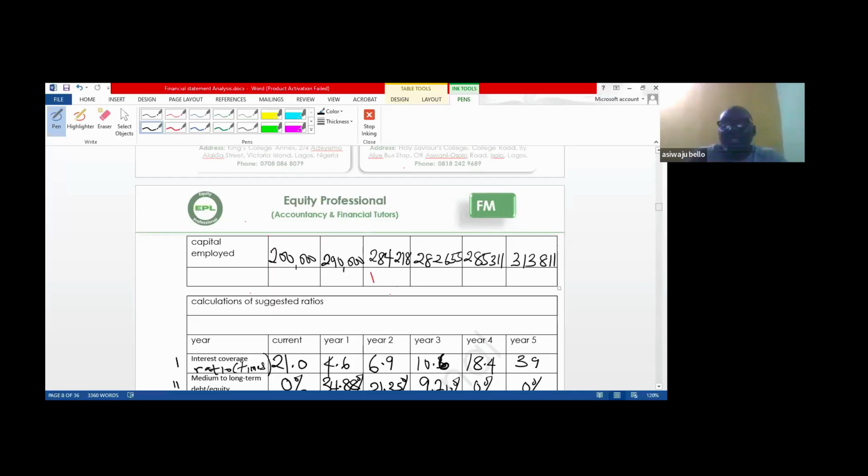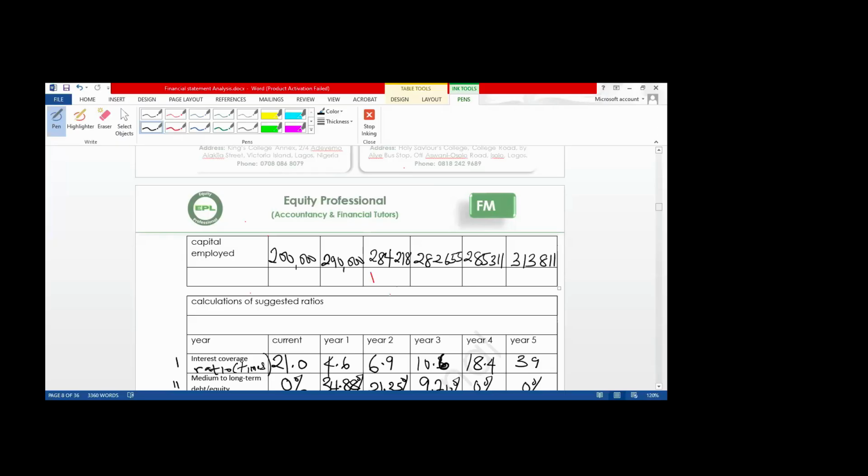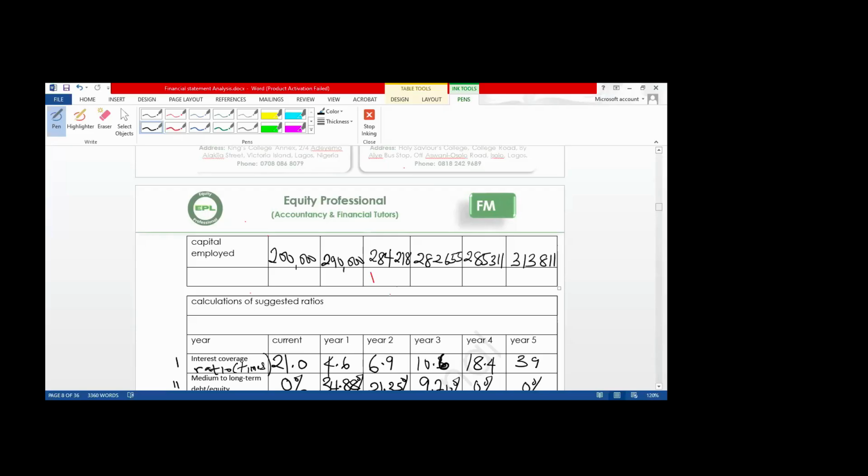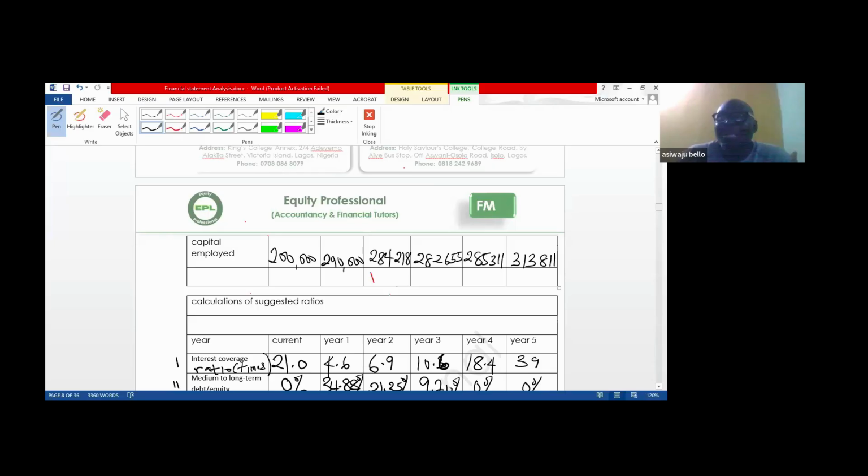There are some topics that you should pray that it should come out. So I wouldn't know if it's compulsory or not. Examiner can decide to pick any question as compulsory. But in my own opinion, speaking as a person, financial ratios is something I can quickly pick my mark.